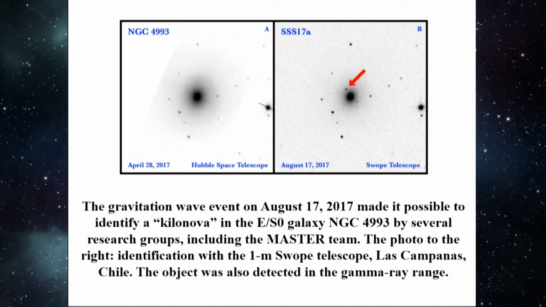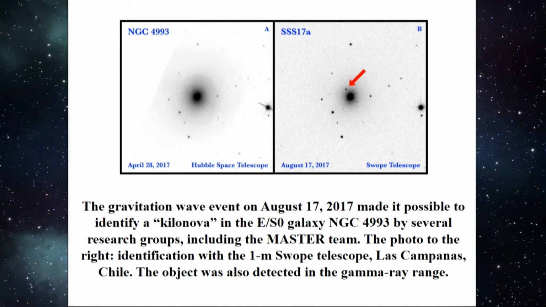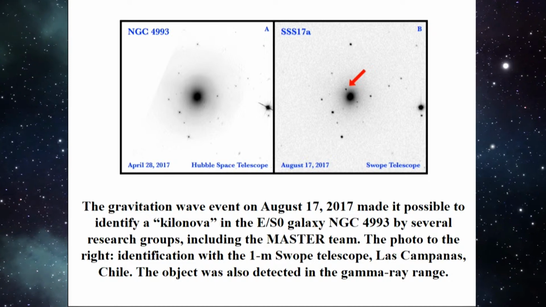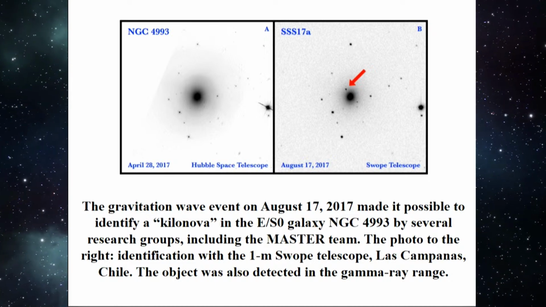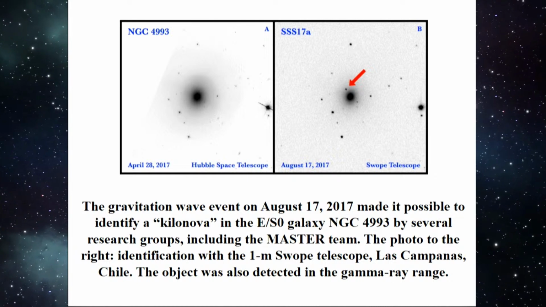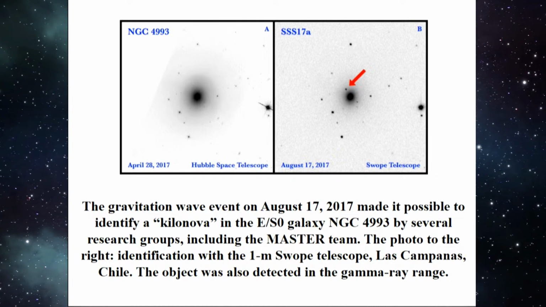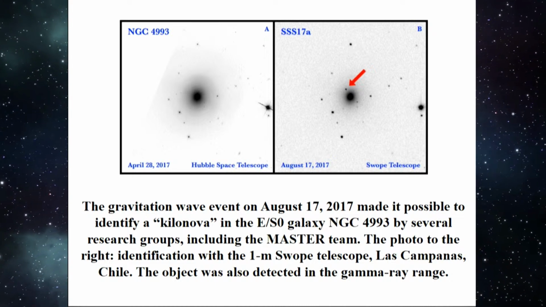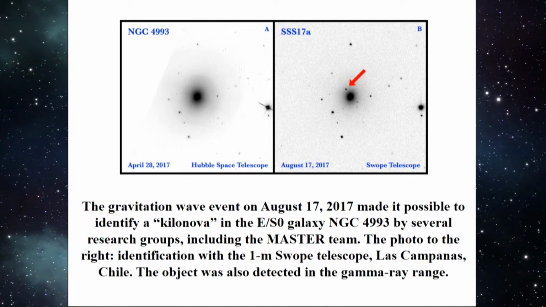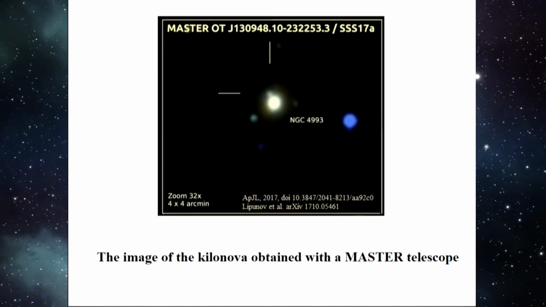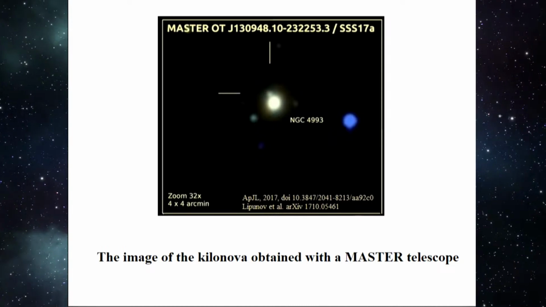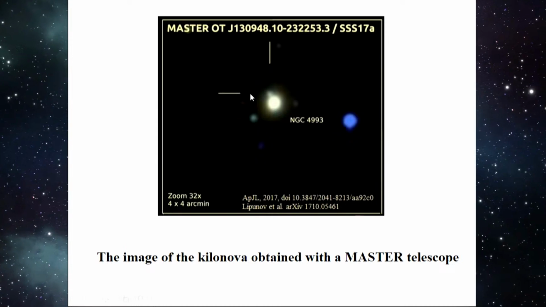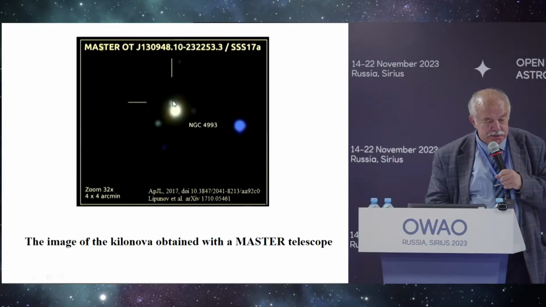And you know that there was a gravitation wave event on the 17th of August 2017, and several research groups, including the MASTER team, discovered that it was related to a so-called kilonova in an ellipsoidal galaxy NGC 4993. The object was also detected in the gamma ray range. Here is the image of the kilonova with a MASTER telescope. The telescope is small, and I cannot say you see it very well, but it is here.